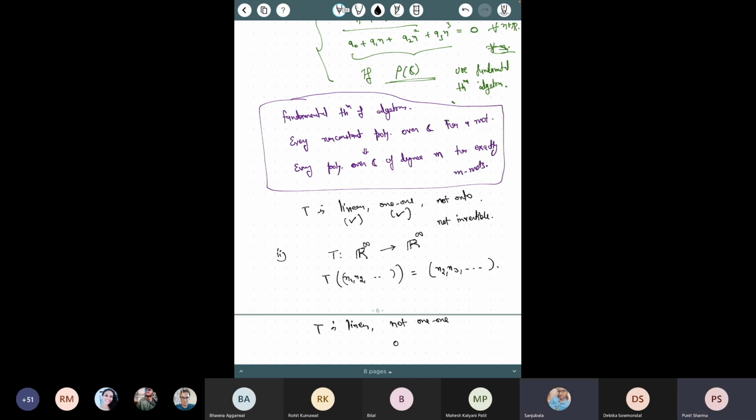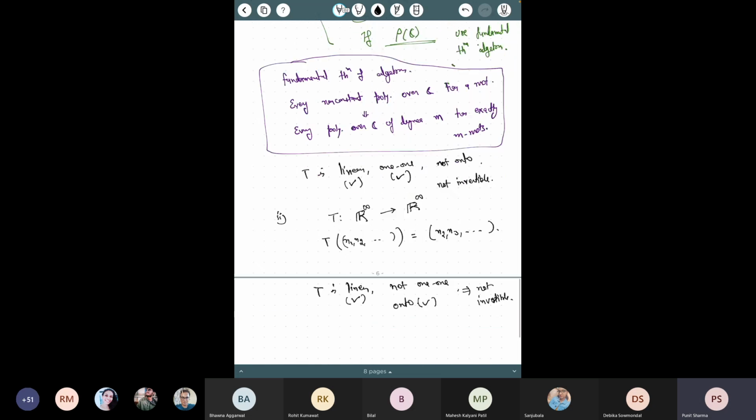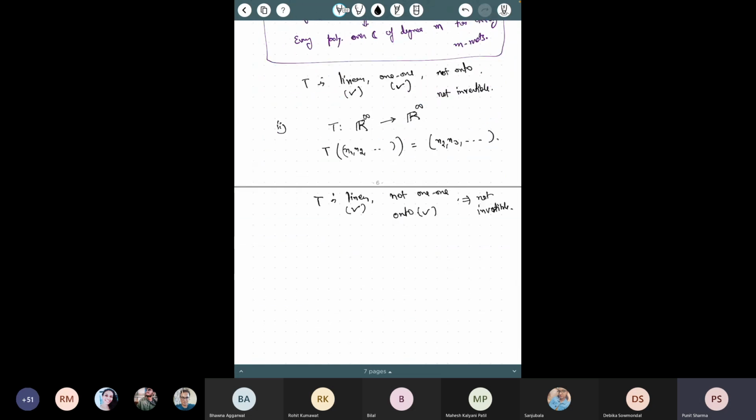But how about ontoness? Is it onto? Yes, sir. So this is onto. So it is linear and onto but not 1-1, which implies not invertible. So the result which we stated, that 1-1 and ontoness are equivalent, is true when we have a finite dimensional vector space. So let me give you an exercise and then we can move to the next topic.